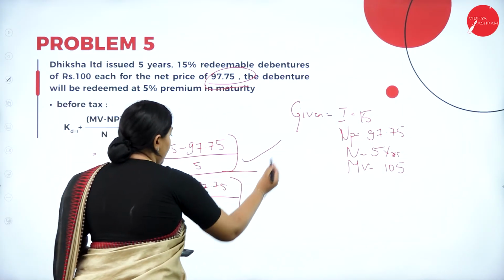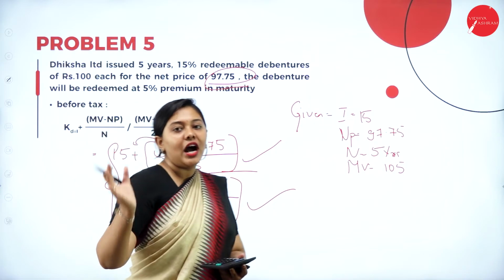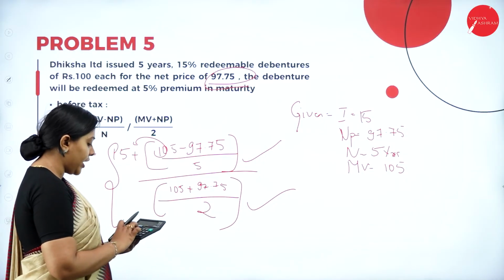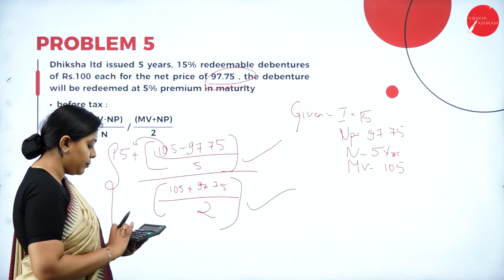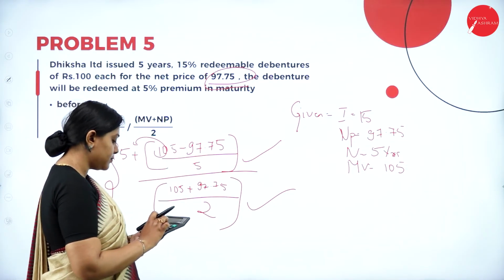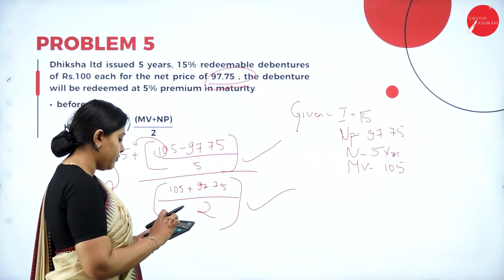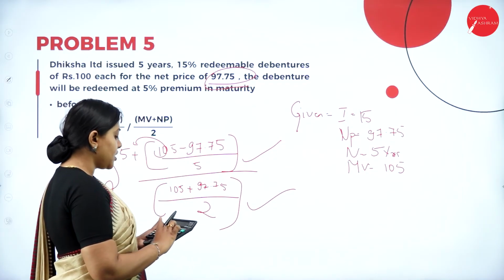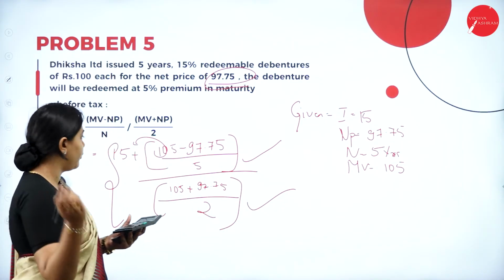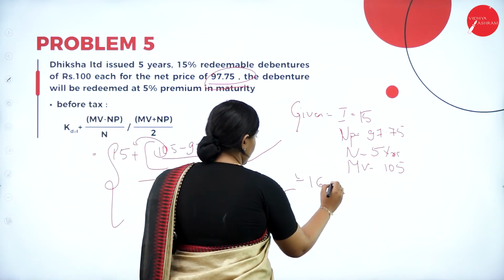So what is the first step, second step, third step and fourth step? So fourth step, and in your after tax problem 6 steps are to be followed. So 105 minus 97.75, it is 7.25, divided by 5, it is 1.45, plus 15, it is 16.45.